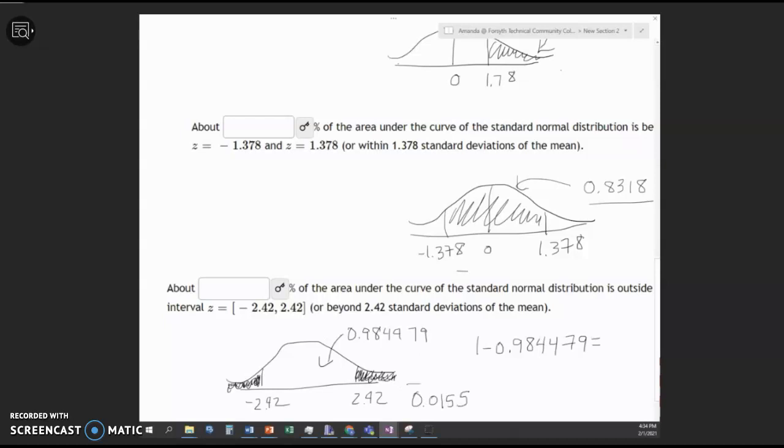So on the outside, 0.0155. And if we think about that, does that make sense? By our empirical rule, we know that 2 standard deviations out should leave 5% on the outside, which would be 2.5% on either side. And this is a little bit further. This is almost 2.5 standard deviations in either direction. So that should be a really small area that's left over on the outside.